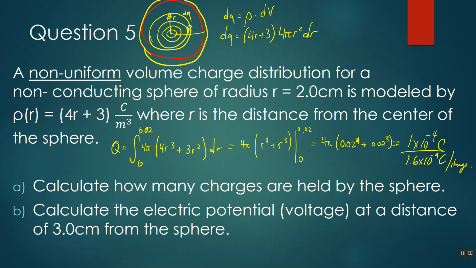Okay, so for B, calculate the voltage at a distance of 3 centimeters. Well, we've done this already. You treat it as a point charge because you're outside of the sphere, and the voltage is going to be equal to K Q over R, so 9 times 10 to the 9, multiplied by Q, which is 1 times 10 to the minus 4, divided by R, which is 3 centimeters, plus the radius of the sphere itself, so 5 centimeters. And that should give you some answer, like 1.8 times 10 to the 5 or so. Maybe you guys can confirm.